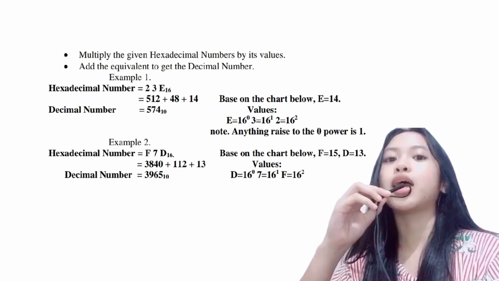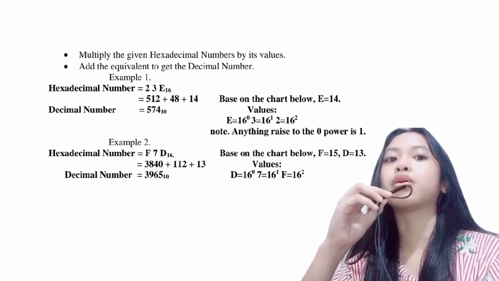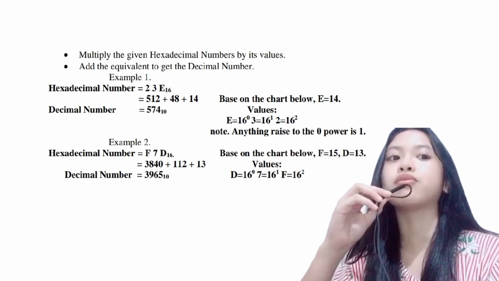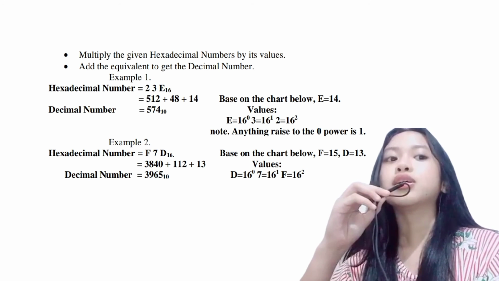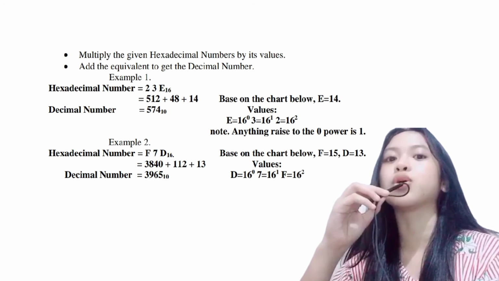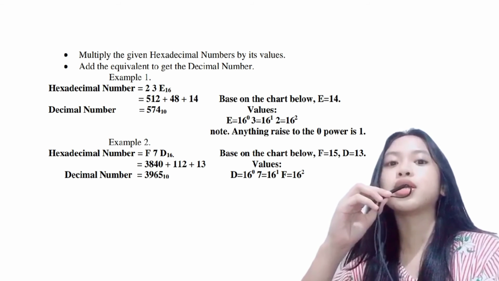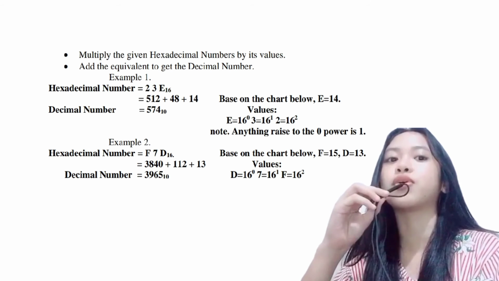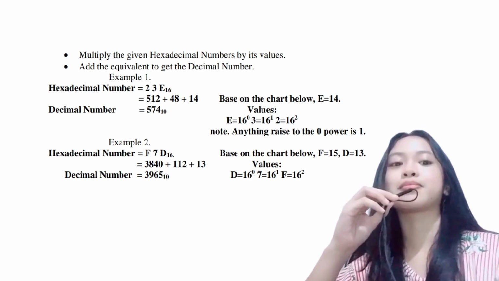Note that any number raised to the power of 0 is equal to 1. So now add the equivalents. 512 plus 48 plus 14 is equal to 574 sub 10. So if the given hexadecimal number is 23E sub 16, the decimal number is 574 sub 10.